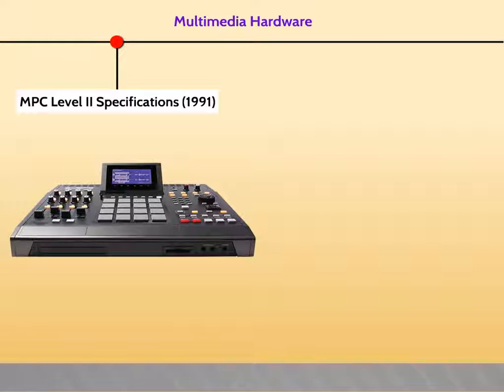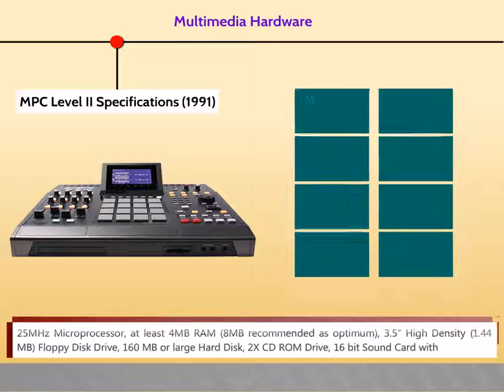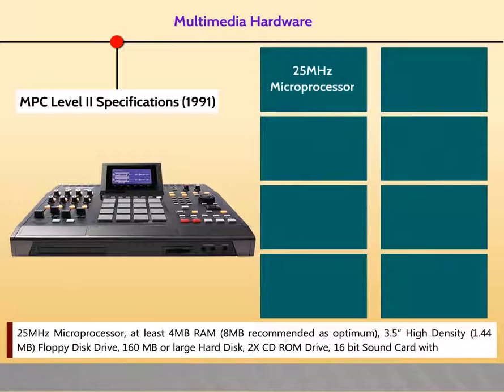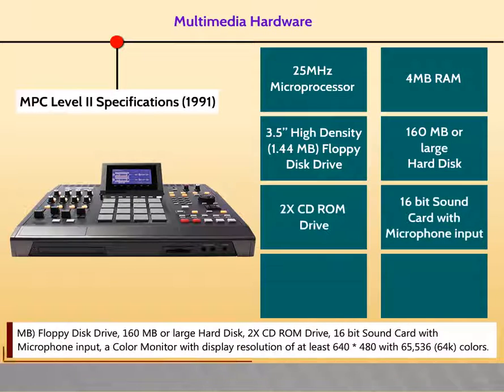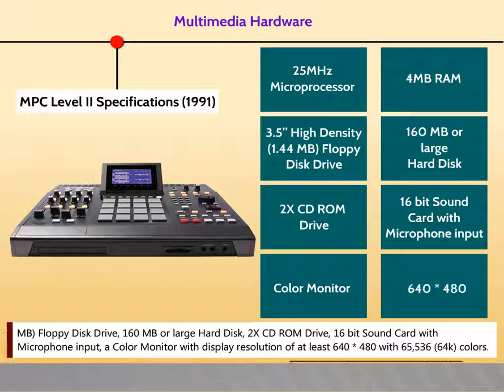MPC Level 2 specifications, 1991: 25 MHz microprocessor, at least 4 MB RAM, with 8 MB recommended as optimum, 3.5 inch high density 1.44 MB floppy disk drive, 160 MB or larger hard disk, 2X CD-ROM drive, 16-bit sound card with microphone input, a color monitor with display resolution of at least 640x480 with 65,536, that is 64K colors.